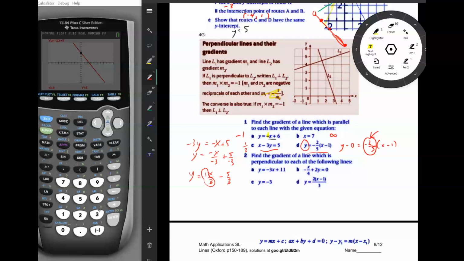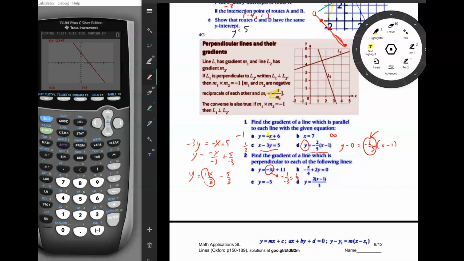Okay, what about number 2? So those were gradients that are parallel to each of the lines. Number 2 says, find the gradient of a line which is perpendicular to each of the lines. Okay, so for the first one here, the gradient is -3, because if it's in gradient-intercept form, -3 would be the gradient. And what would be the perpendicular of -3? It would be -1 over -3, which is equal to +1/3, right?